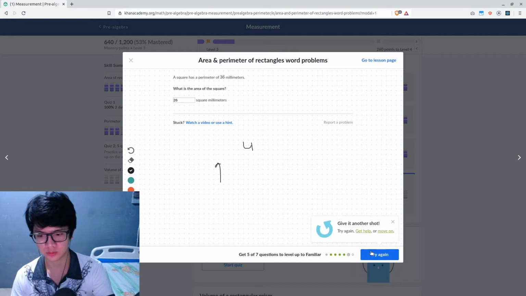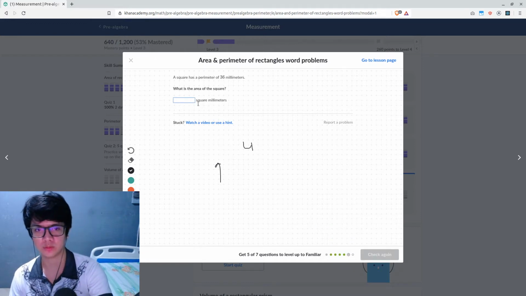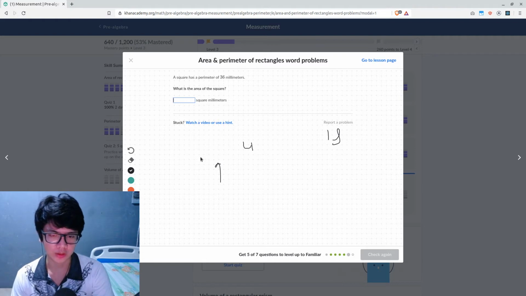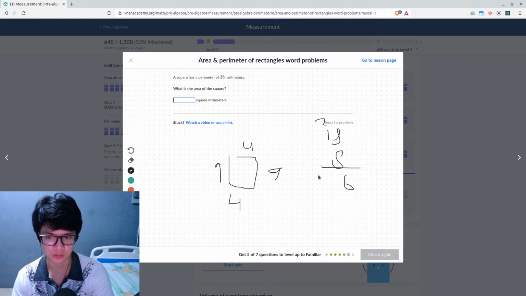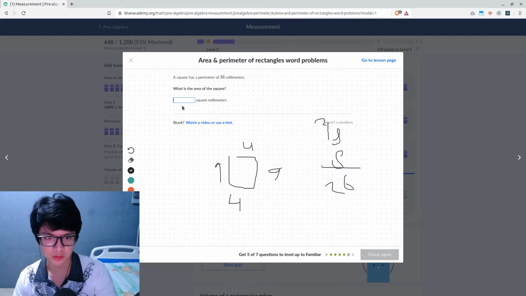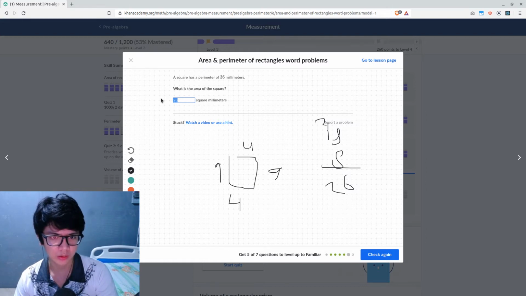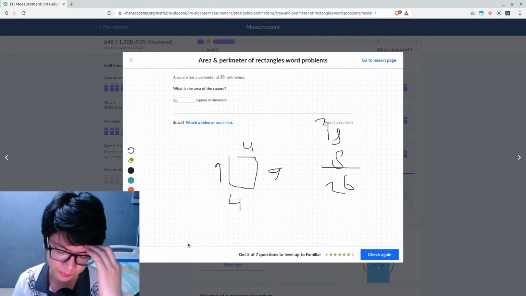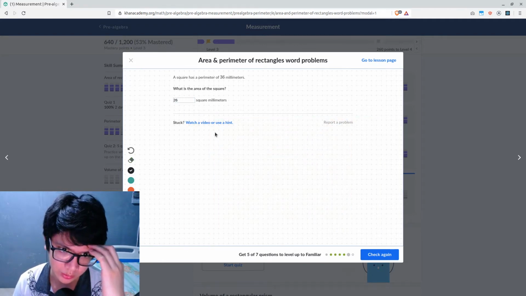What? If it's 36 and it's 4 and 9, right? Then if you add all those, 18 plus 8, that's 26. Holy shit. Oh, what? What is the area of the square? Oh shit, I think I got it wrong.